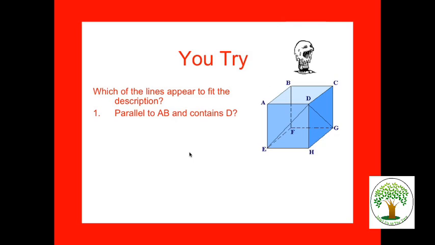Wait, do you need to do all of them? Please do. Okay. Please do 1, 2, and 3. Line parallel to AB and contains D. Contains D? Mm-hmm. No, that one I got, but 3 I'm confused on.